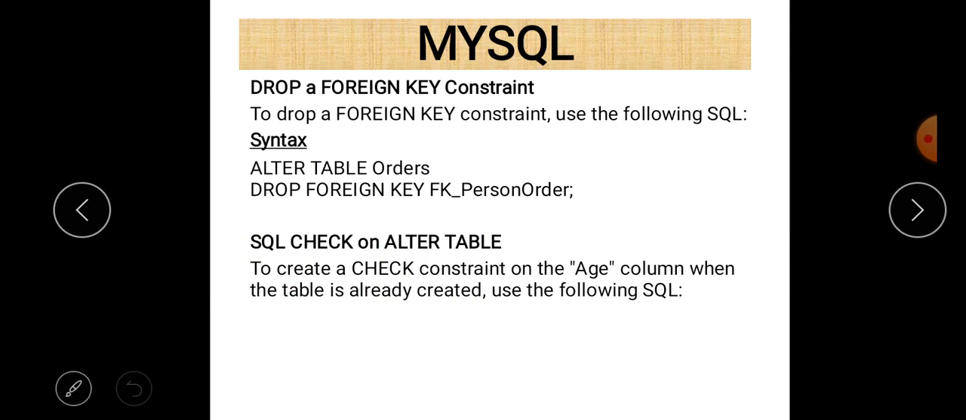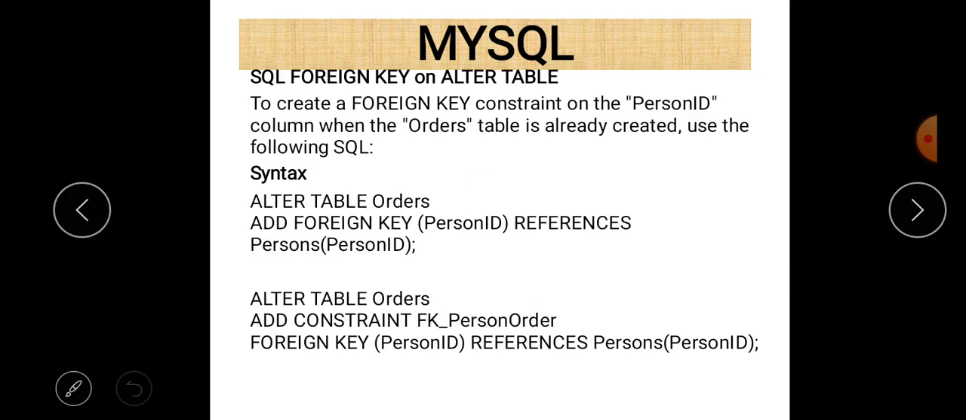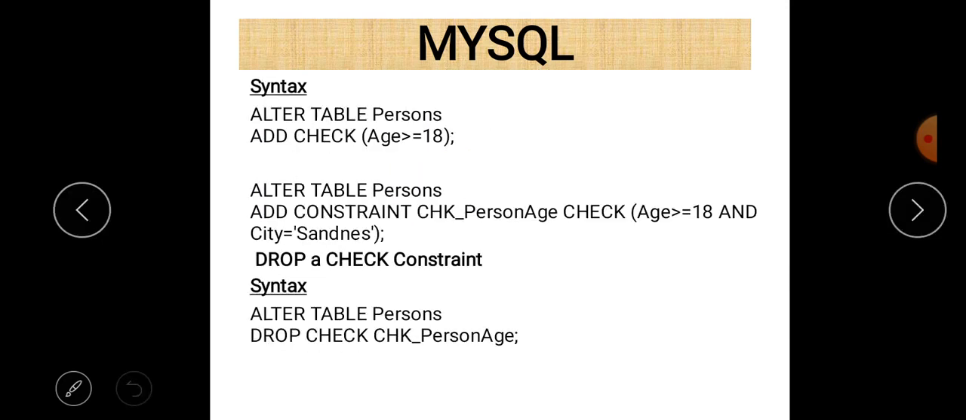And if you want to drop that foreign key, it is very simple. Alter table, name of the table, that is orders in this case. After that, drop foreign key, and the name of the foreign key is in this case fk underscore person order. You can easily see that fk underscore person order is there. And if there are more than one condition, then you can separate them by AND.